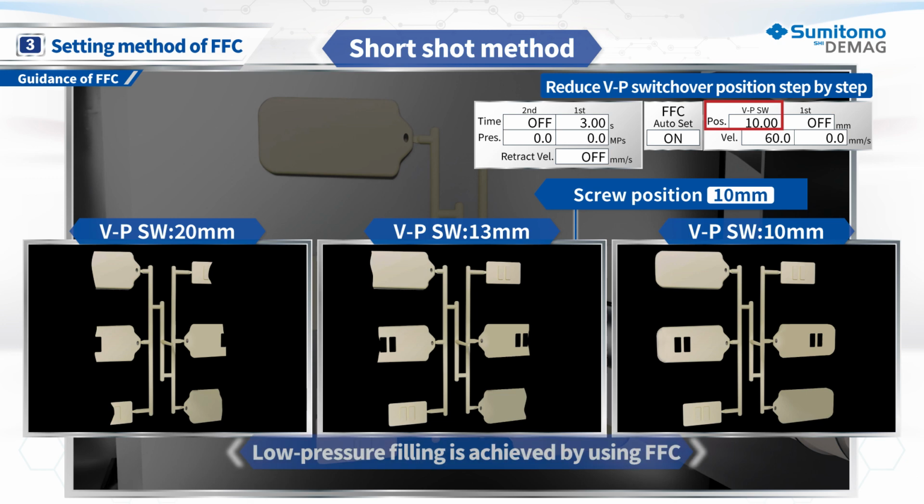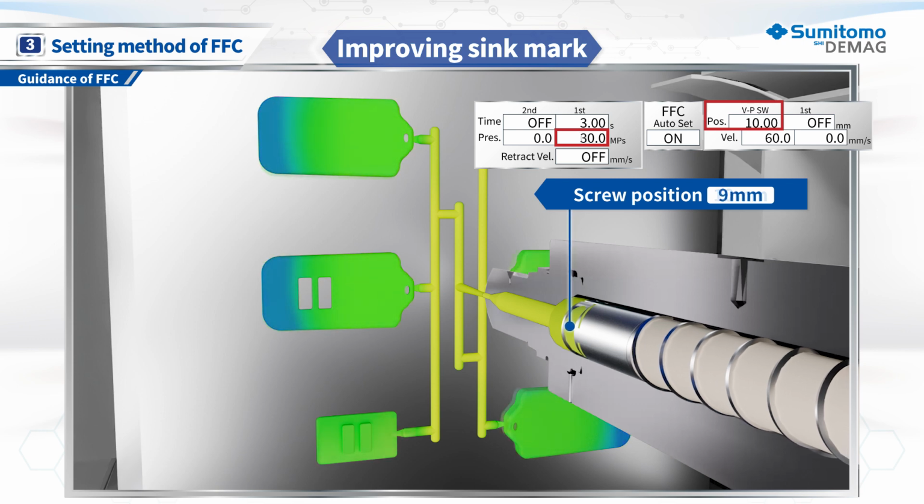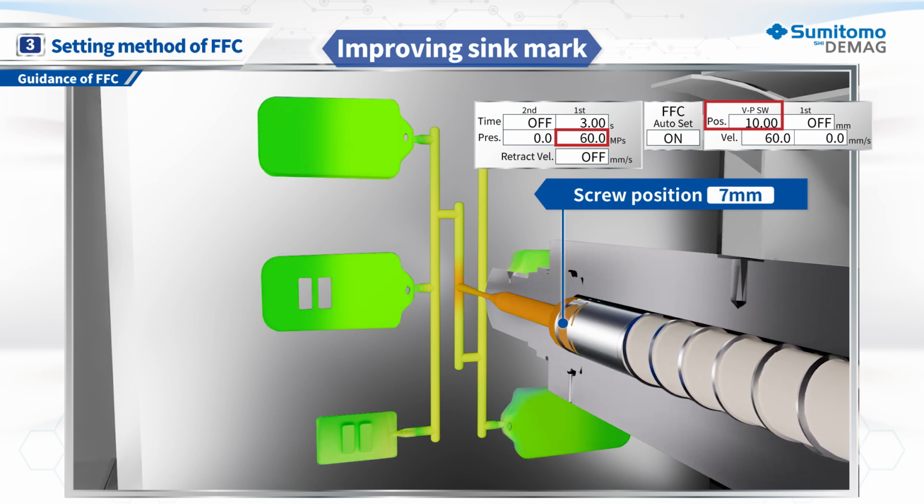By using FFC, it is possible to fill at low pressure without increasing the filling pressure. In this state, the molded product will have sink marks due to shrinkage, so the holding pressure is gradually increased to improve the sink marks before completing the product. In this way, the FFC can be set with a single touch, and there are no particularly difficult molding procedures, so you can use it with confidence.